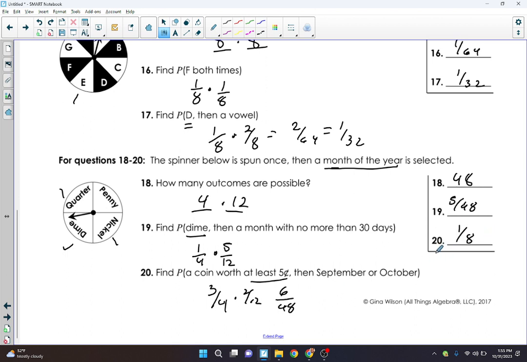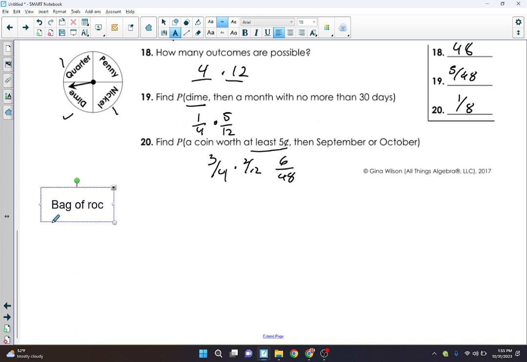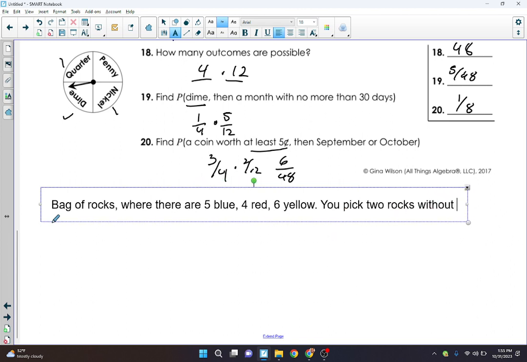The only thing that's not on this quiz I'm going to talk about is, let's say if you had a bag of jelly beans or something, a bag of rocks, where there are 5 blue rocks, 4 red, and 6 yellow. You pick 2 rocks without replacement. AKA, you're going to keep the 2 rocks, okay?